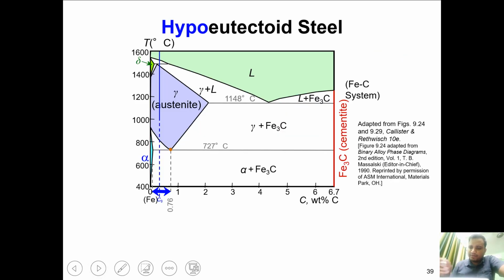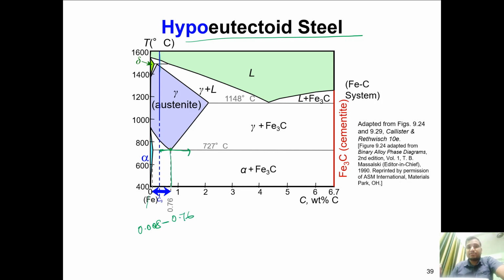Now this is your eutectoid point, right? Just to the left it will be hypoeutectoid and to the right it will be hypereutectoid. We'll discuss this hypoeutectoid steel. Suppose this blue line is given, from 0.008 to 0.76, where this composition is 0.76. So up to here we get the hypoeutectoid.